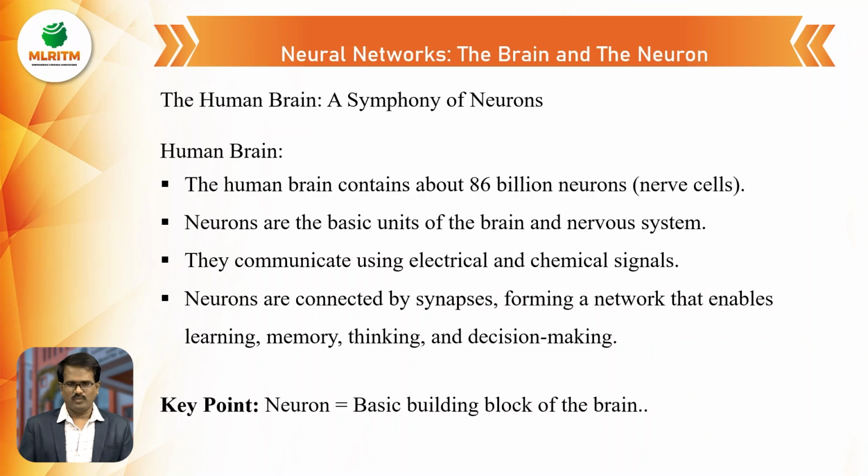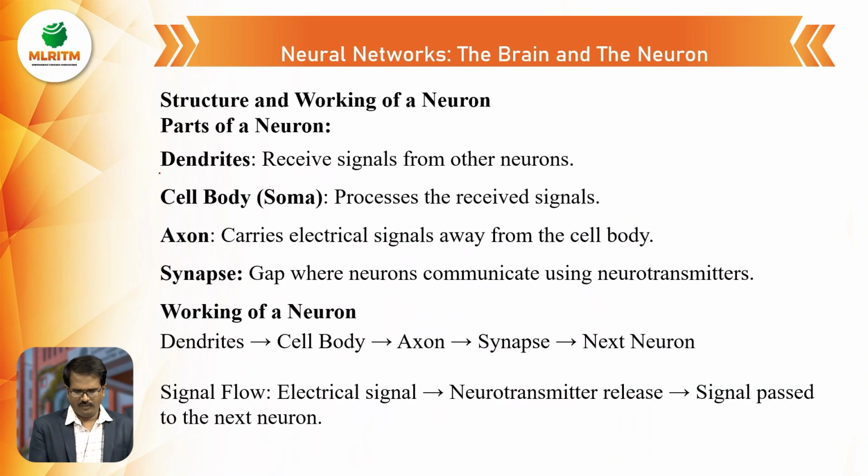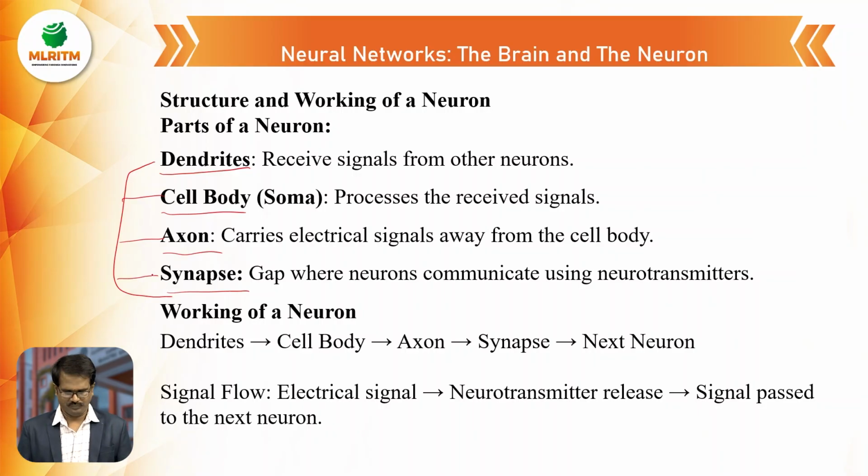We can see here. Before that, first of all, we need to understand how a task is done by the brain. The human brain contains about 86 billion neurons, which are nothing but nerve cells. Neurons are the basic units of the brain and nervous system. They communicate using electrical and chemical signals. What are the basic parts of the neuron? The basic parts are four: dendrites, cell body, axons, and synapses. With the help of these four parts only, the brain can think, learn, and do actions.